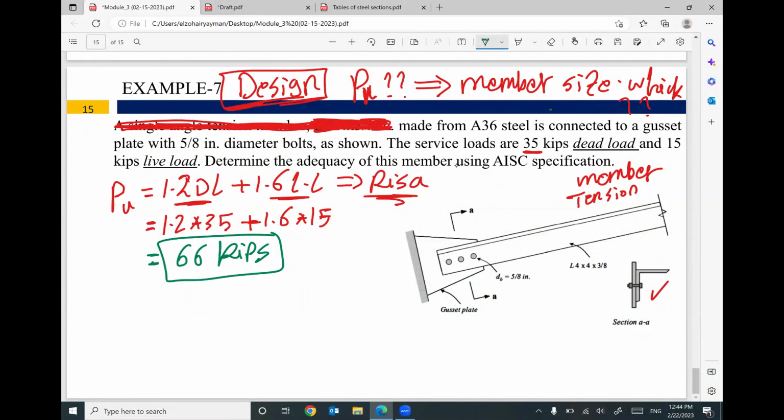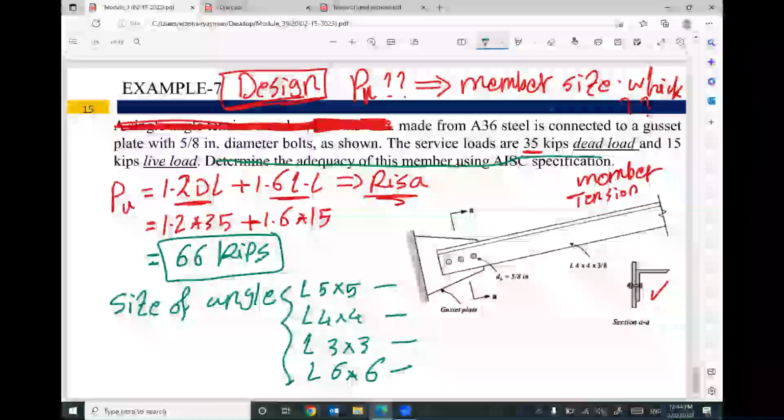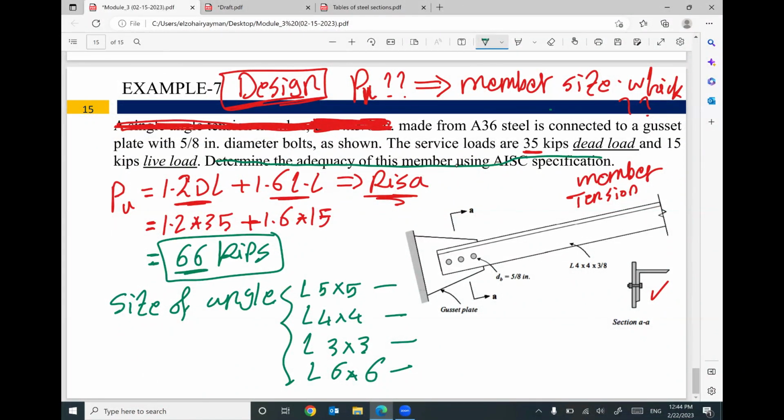We need to figure out what size of angle you will use for this member. Do you think angle 5 by 5 by something, or angle 4 by 4, or angle 3 by 3, or angle 6 by 6 by something? Which angle am I going to use to satisfy this P ultimate? This is the point. That makes sense? So this is the real design example.